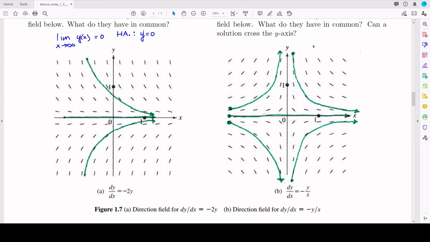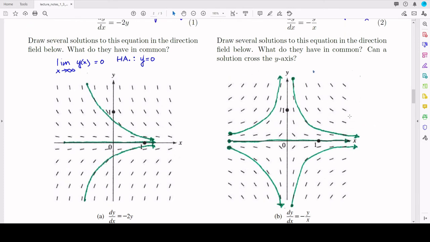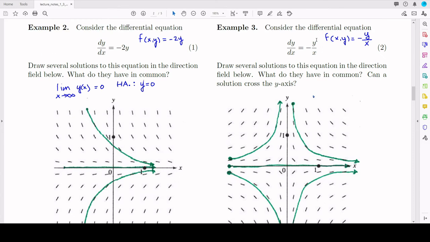So again here, if we start on the x-axis, what do we know about the x-axis? We know that at the x-axis y equals 0. So if we plug in y equals 0, we see dy dx equals 0. So all the direction markers have slope 0, and that means that we have a constant solution, y equals 0. And then the other thing that we see is that for this function, we approach the y-axis, but we never seem to cross it.